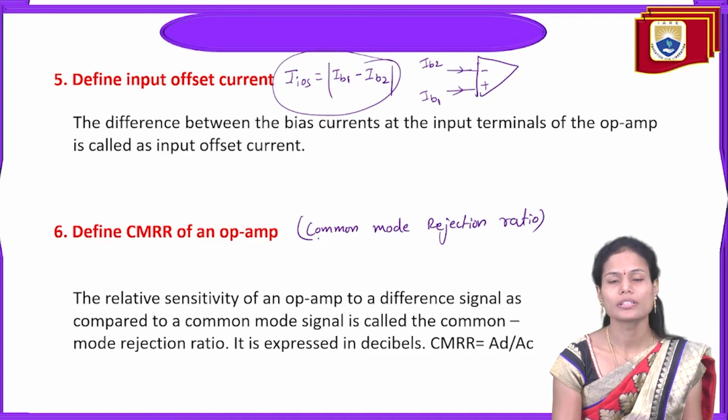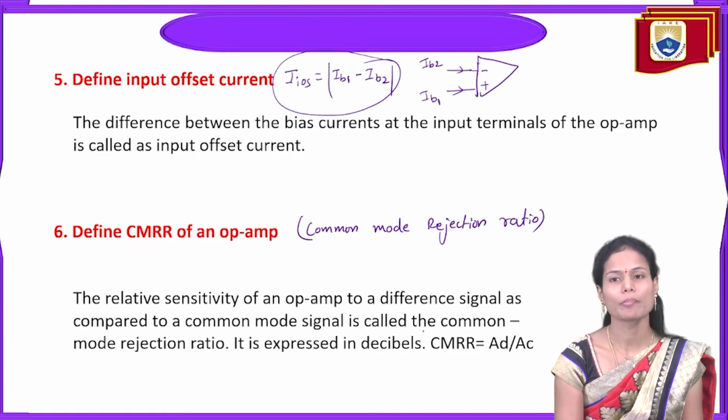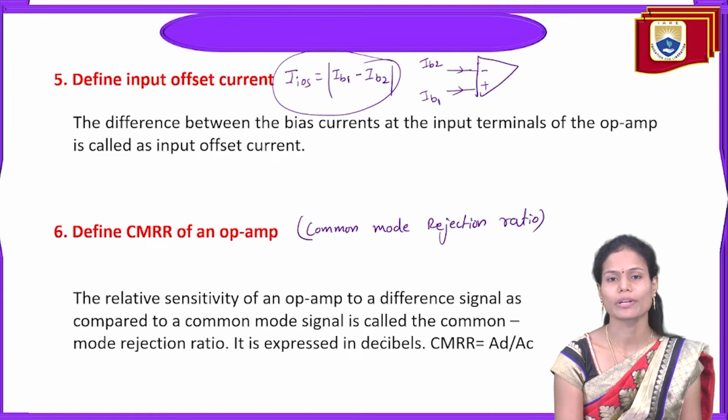So here the sensitivity of the operational amplifier to a differential signal as compared to a common mode signal is called the common mode rejection ratio. So always we will express the common mode rejection ratio in the case of an operational amplifier as the ratio of differential gain to the common mode gain.